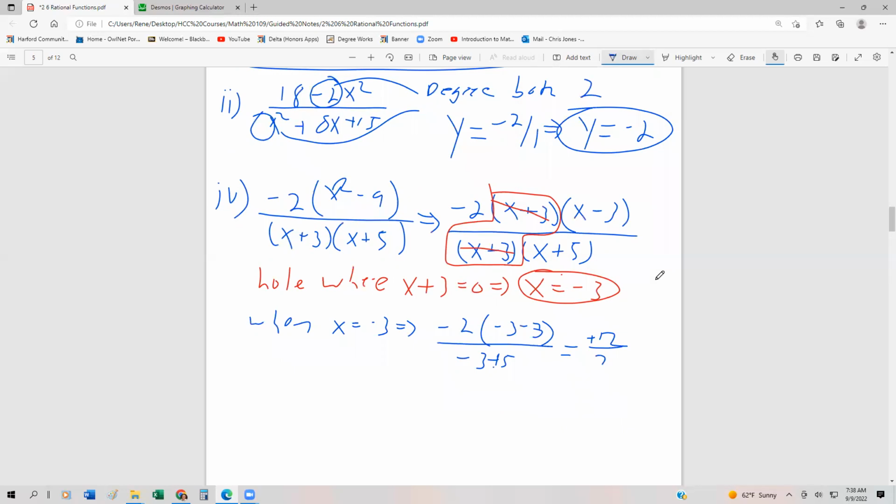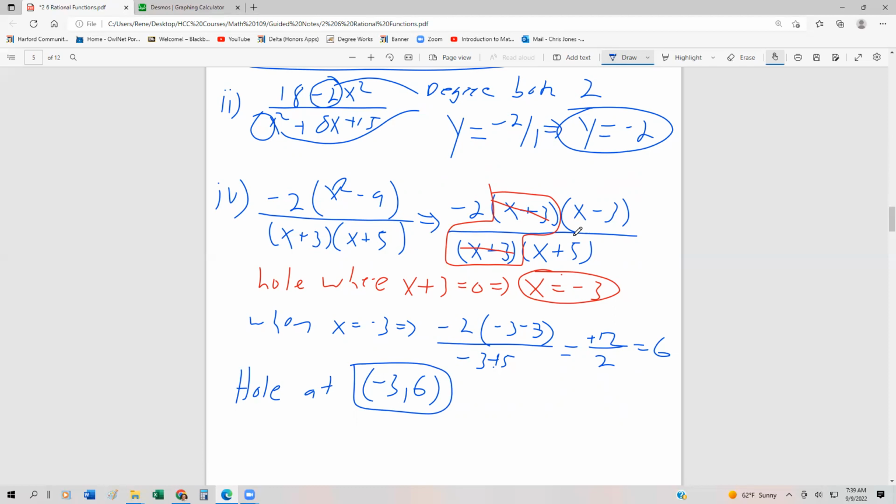And the denominator is going to be 2, so 6 is going to be the y coordinate. So what that means is that there is a hole at the point (-3, 6). Okay, and we'll see that a little bit later when we graph. The final thing we do is we find the vertical asymptotes.